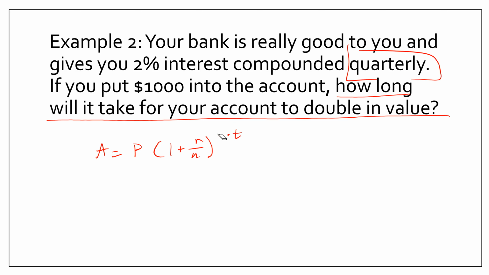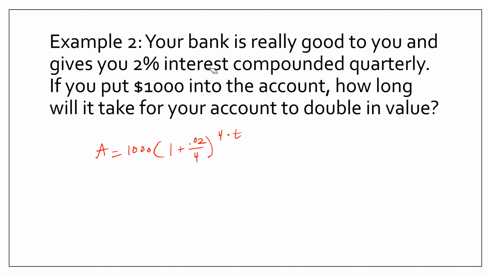I'm still compounding quarterly, so n is 4. My interest rate is still 2%, so r is 0.02. I'm still putting $1,000 in, so this is P, but now they're asking how long. So since they're asking how long, this t is actually going to be my variable. So what is A? They're asking how long it will take for the account to double in value. If I put in $1,000, how long will it take to double? What's my A? What's double the principal? Well, that's 2,000.